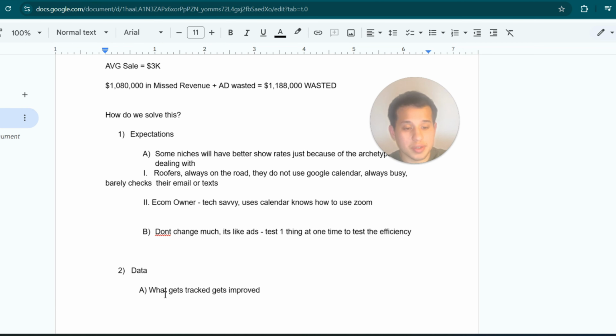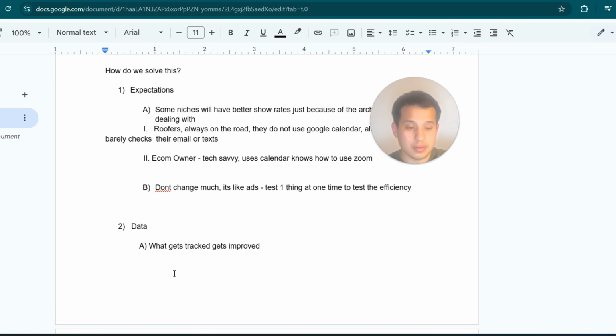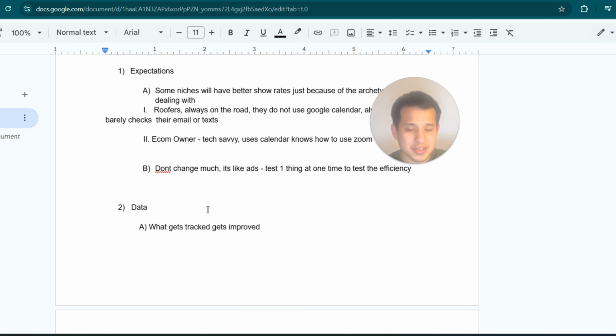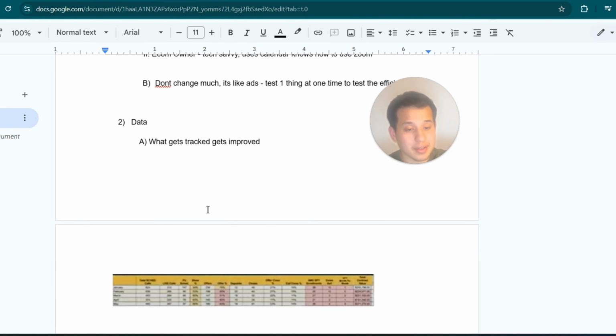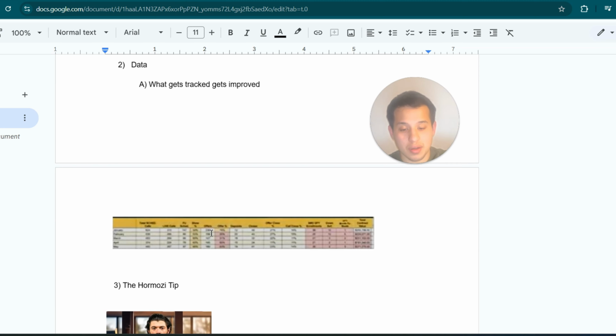Moving forward, another way to reduce your no-shows is to track everything. Track your KPIs, your metrics, your show rates, your no-show rates, your cost per acquisition, your cost per call. Track all these numbers, because what gets tracked gets improved. If you're not tracking anything in your business, that is the first problem you have. So if you're watching this video and you don't have any spreadsheets for your SMA, go make some, because you're going to need them and you'll thank me later.